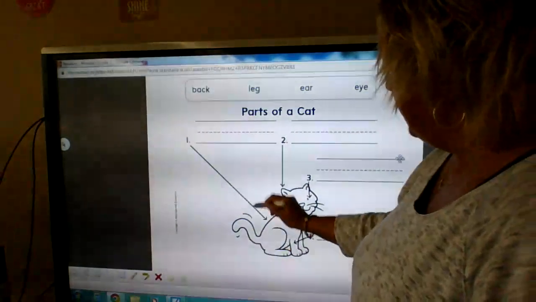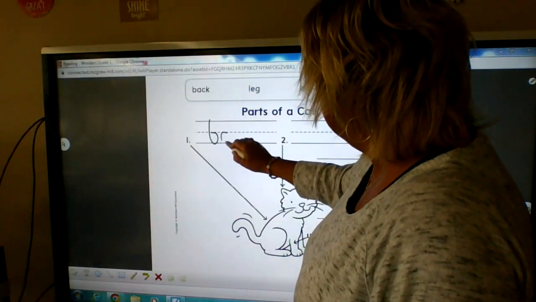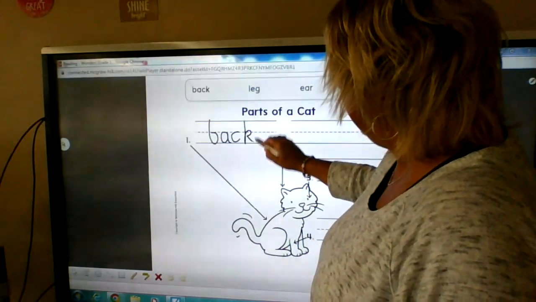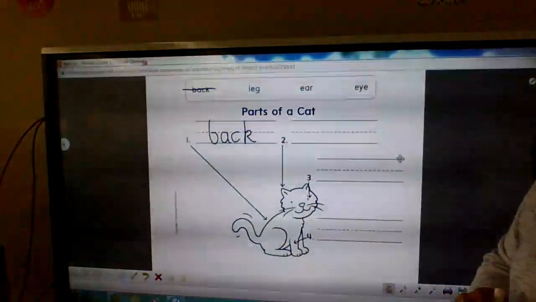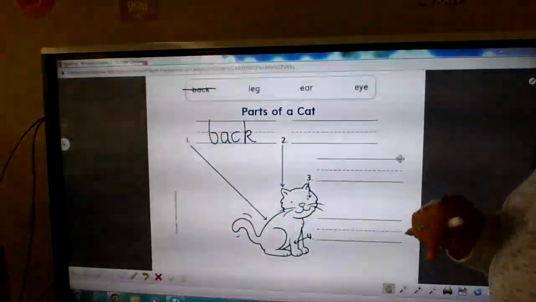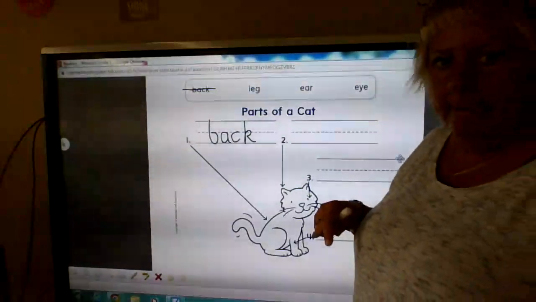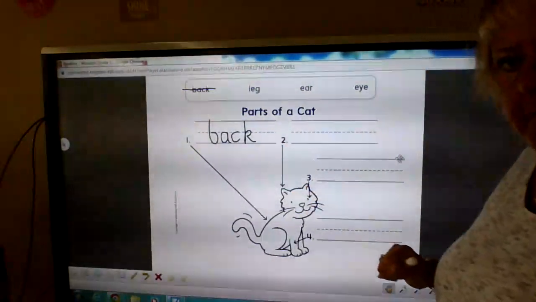This arrow is pointing to the cat's back. Okay? Pause it, do it, and then come back and we'll check it. Pause me, do this page, and we'll come back and we'll check it.